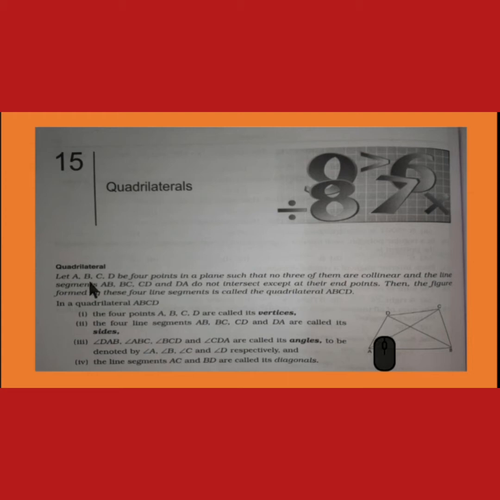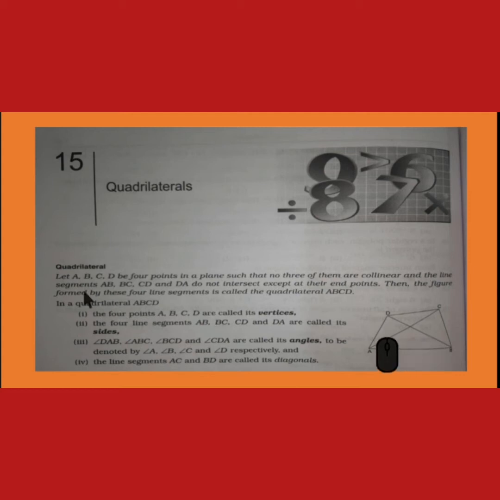Quadrilateral. Let A, B, C, D be 4 points in a plane such that no 3 of them are collinear. What is the meaning of this one? We have taken 4 points and all these 4 points are not collinear. Collinear means not on one line.